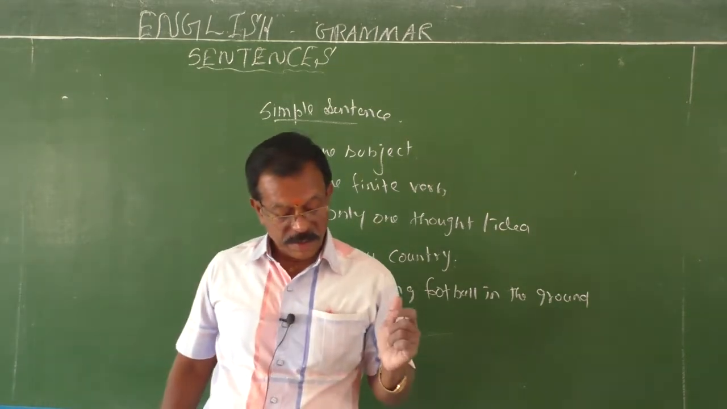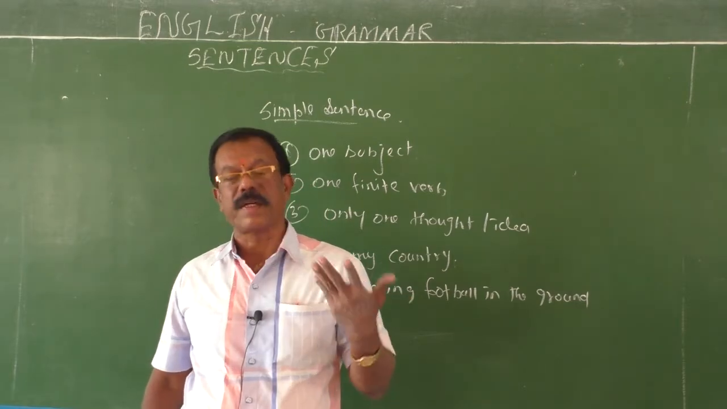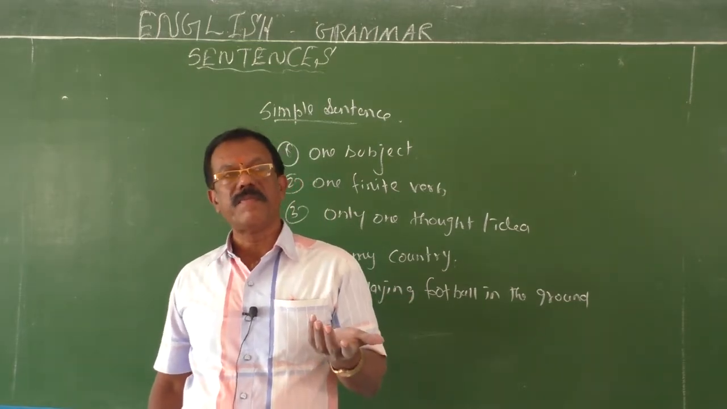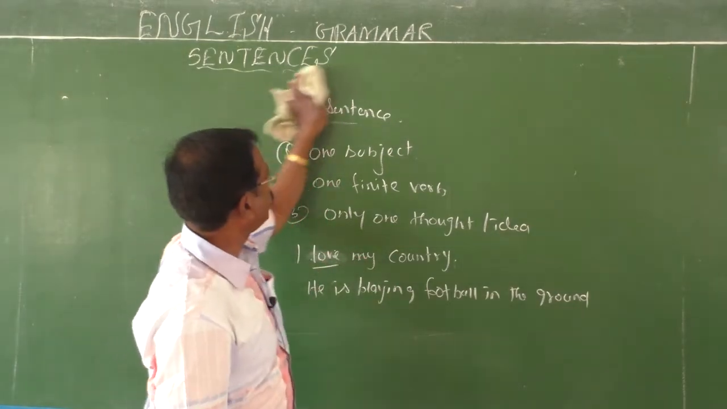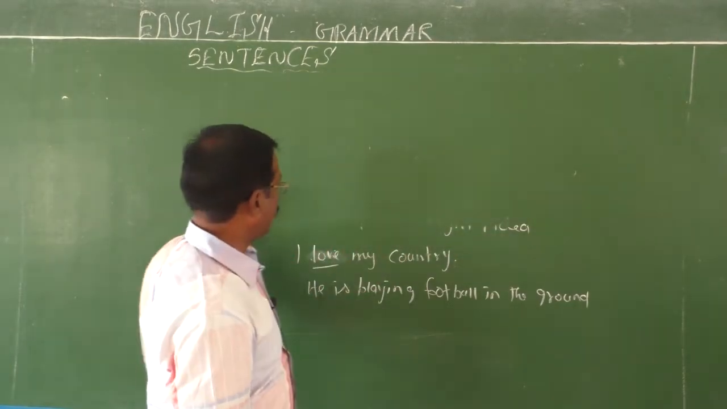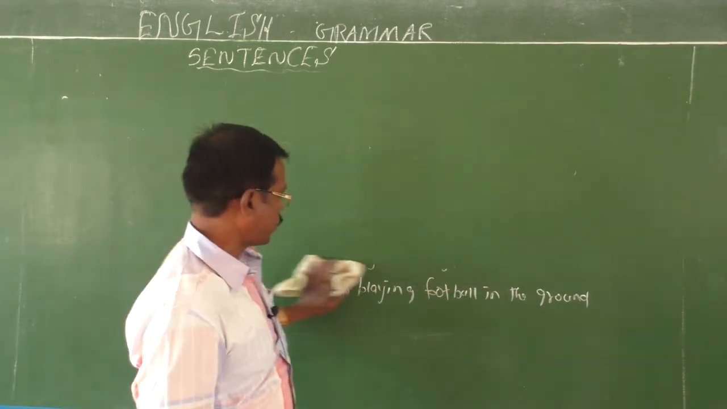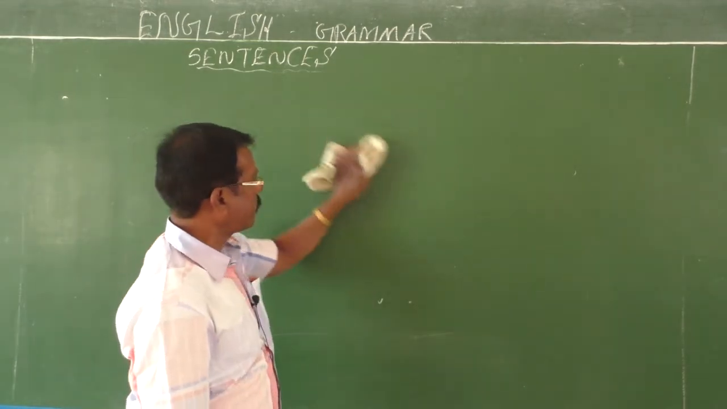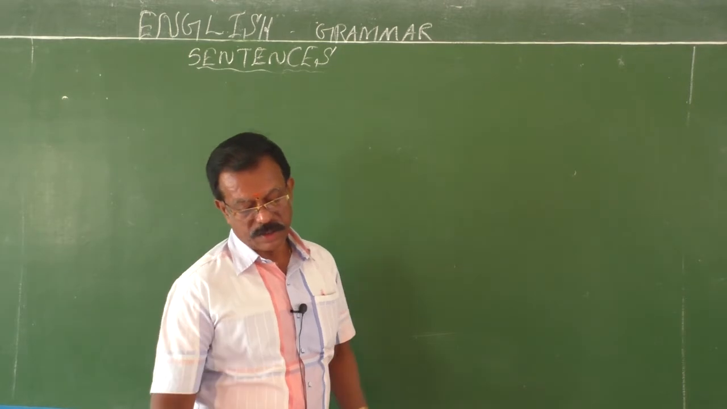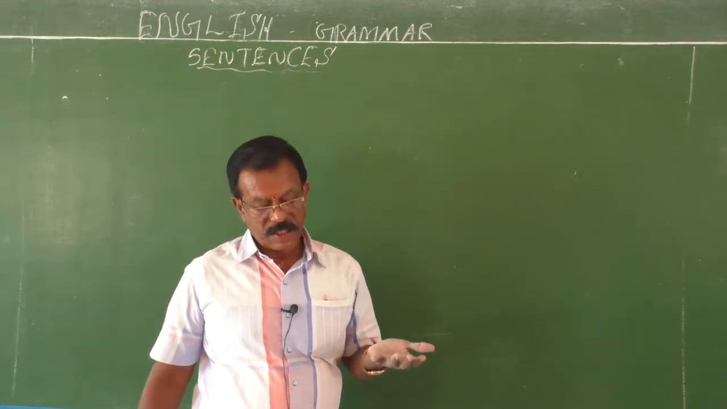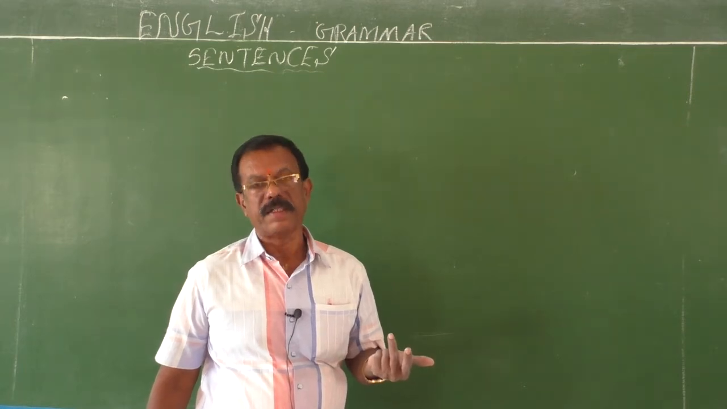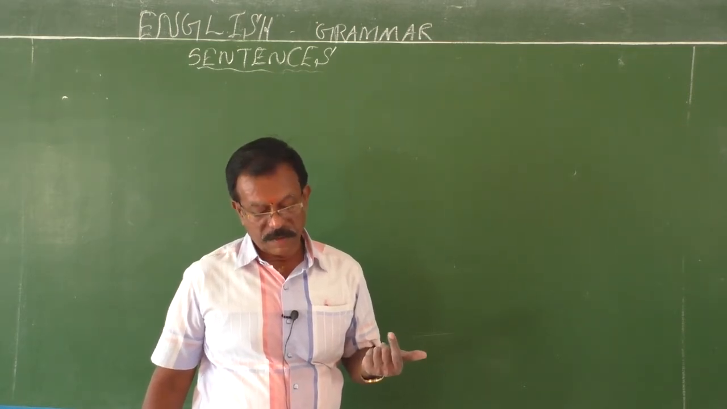Okay. For example, a simple sentence may sometimes have two subjects. Sometimes a simple sentence may have two objects also. Wow. Is it possible? Yes, of course. See, I'll give you examples from your text and I will explain. The children and their mothers are returning from the market.